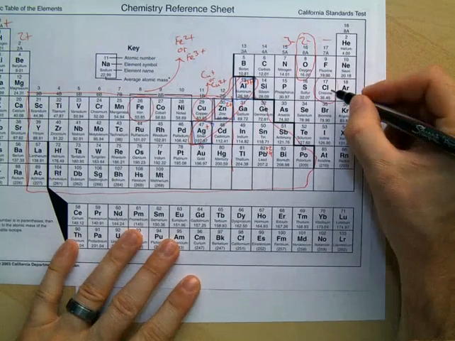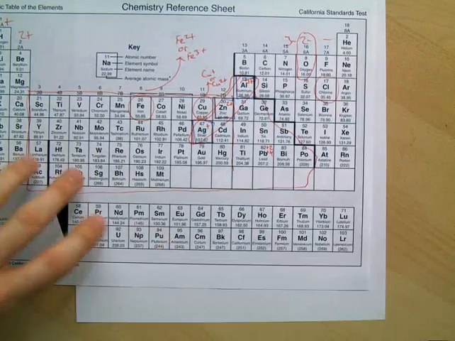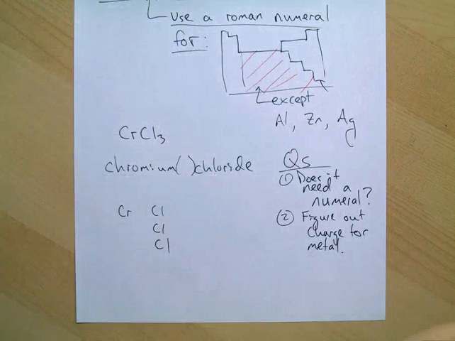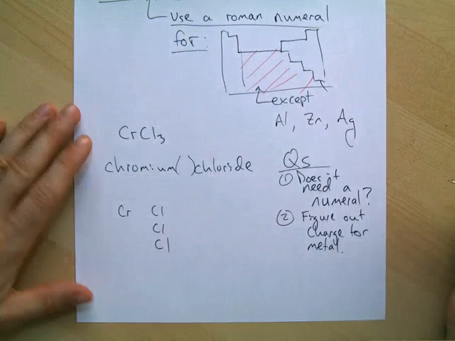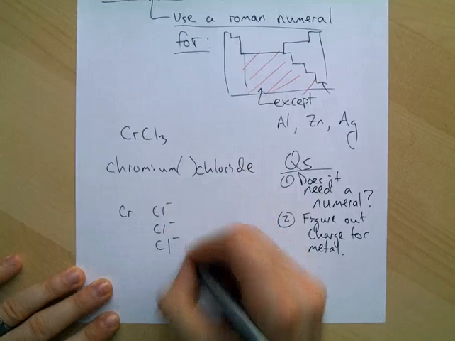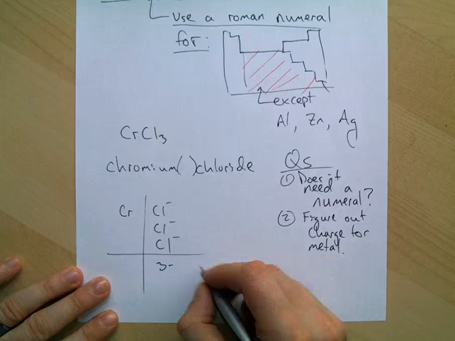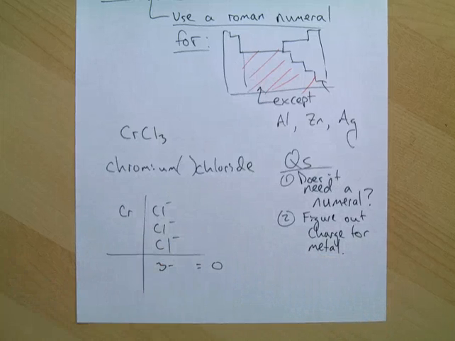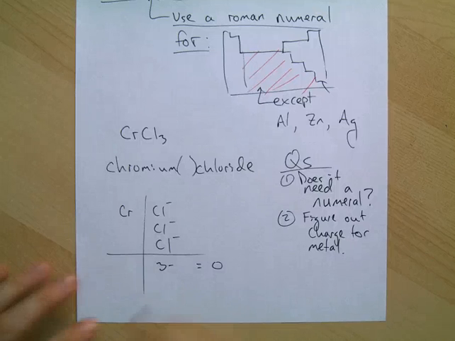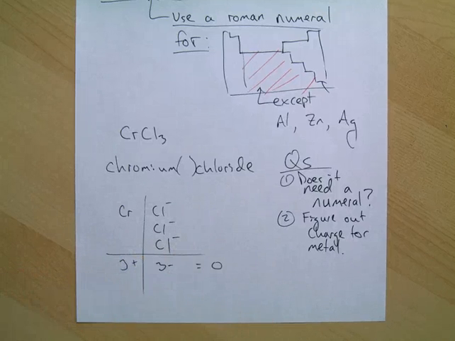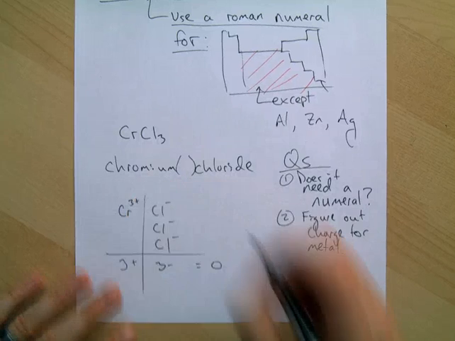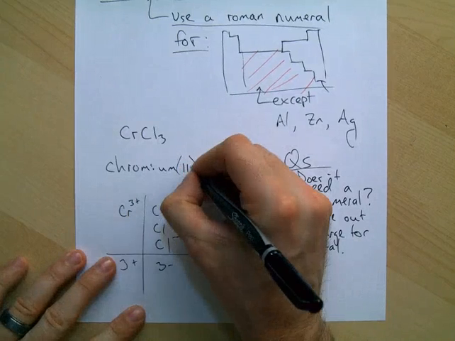Here's chlorine. It will have a -1 charge because it has 7 valence electrons. So each of these is -1. If each of those is -1, my total is -3. And I know that whatever the charge of that single chromium is has to add to the -3 to give me 0. So naturally it's +3. So the chromium is +3, so my Roman numeral is going to be Roman numeral 3.